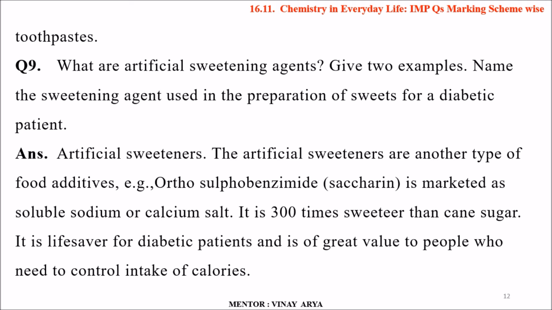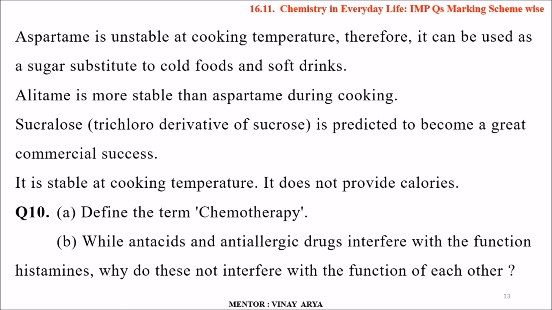Ortho-sulfobenzimide, that is saccharin, is marketed as the soluble sodium or potassium salt. It is 300 times sweeter than cane sugar. It's a lifesaver for diabetic patients and is of great value to people who need to control their intake of calories.